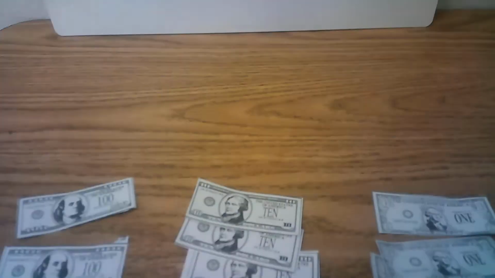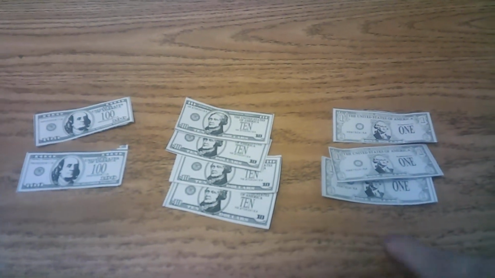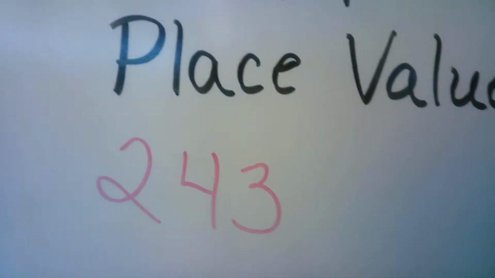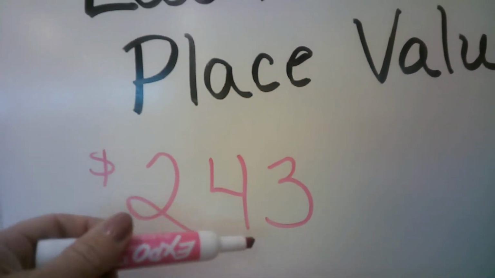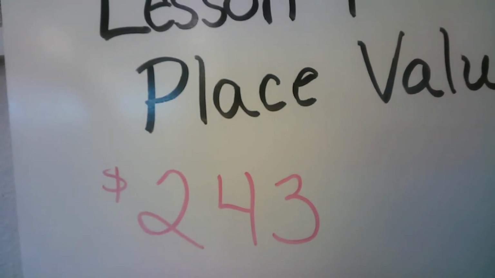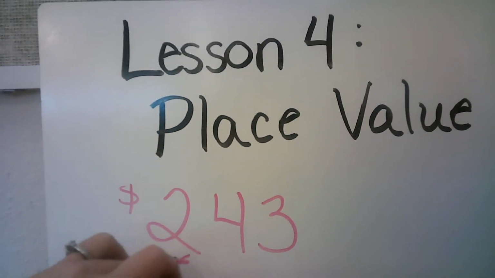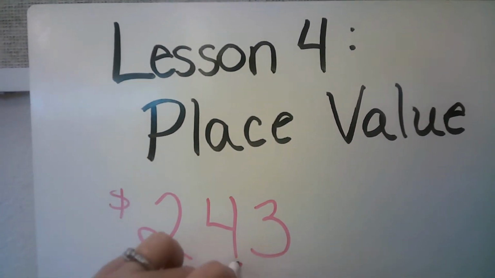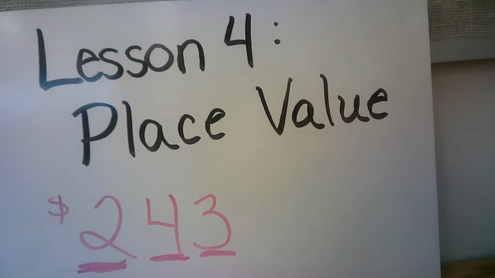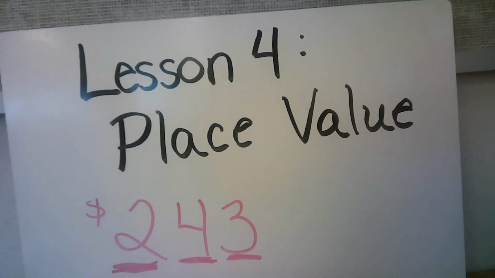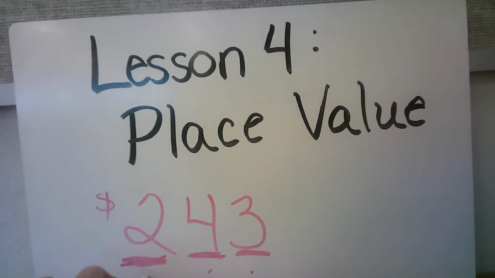So how much money do I have here? I have $243. Look up here, if I give it a dollar sign, I've written $243. Okay, so the way place value and money correlates is I just write down the number of hundreds I have, the number of tens I have, and then the number of ones that I have. And that shows me my place value. This is the ones place, the tens place, and the hundreds place.